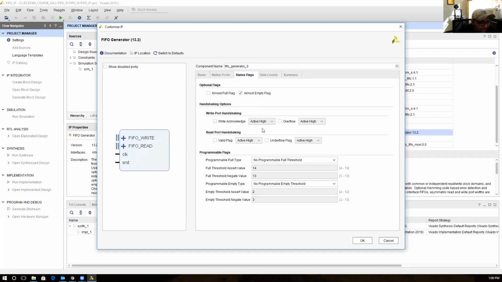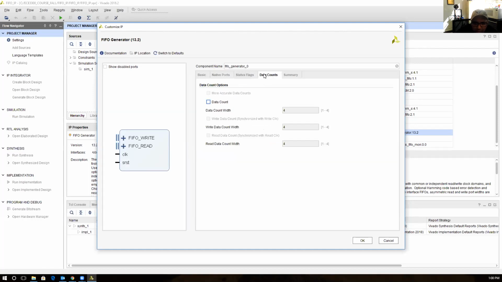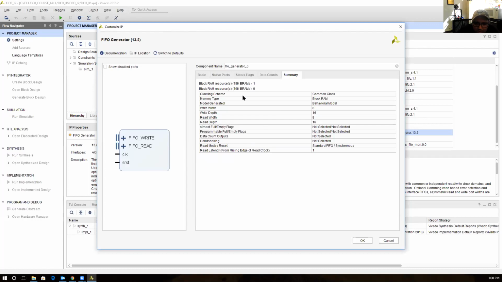Do you want acknowledgement, handshake? That means every time you give me data, I will report an output and say that I acknowledge that I got the data. I don't think I need this. Data count. Do you want any counter to count the data? I don't think so. You don't need this FIFO counter to be out. It's just internal. And then, here's your summary.